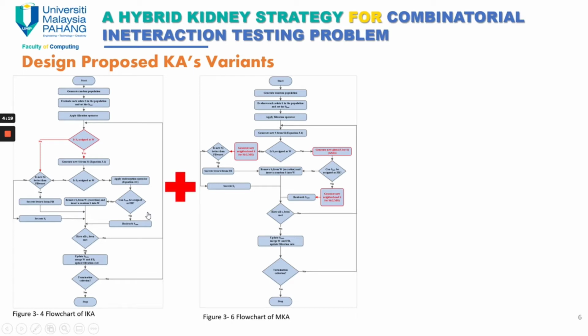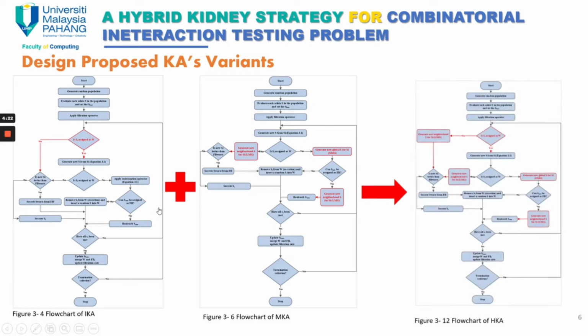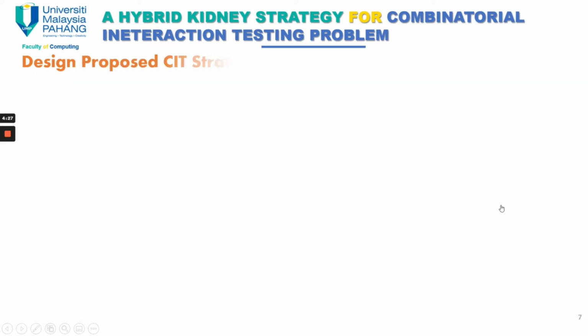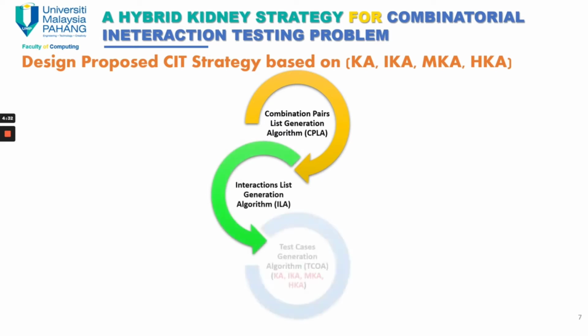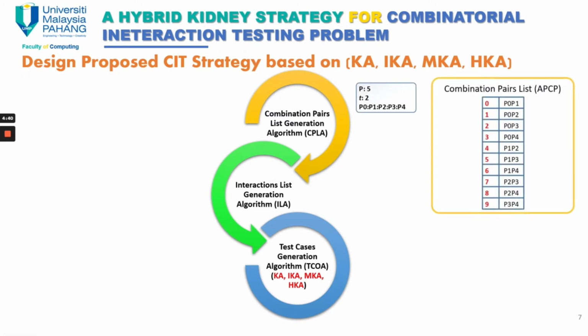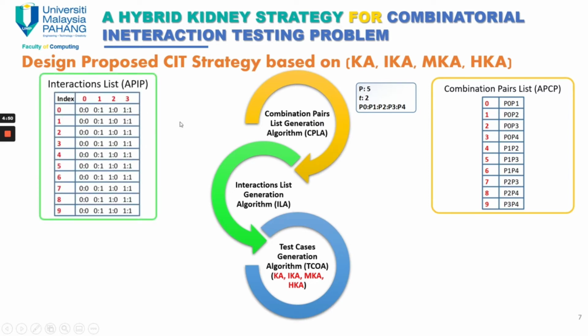So we combine these 2 algorithms into one algorithm. We introduce a hybrid kidney algorithm, and this algorithm has been implemented for combinatorial testing problems. Here all the algorithms are built, and we generate the test cases. For example, if we have a system that consists of 4 inputs, 4 parameters, and each input has 5 values. First, this algorithm will generate the pairs, and then the interaction list will generate the possible combinations between all the inputs.